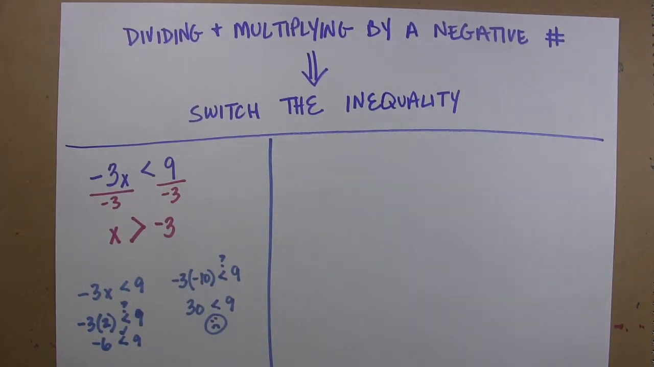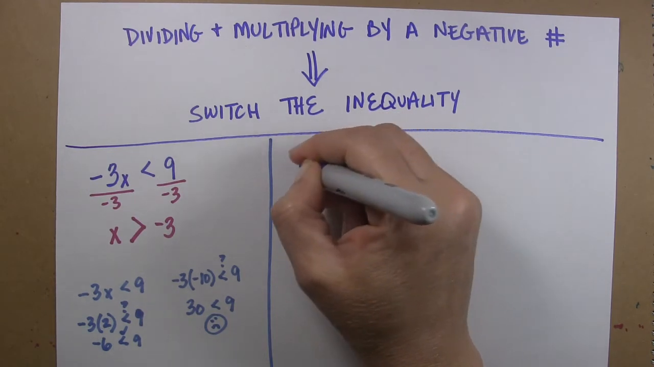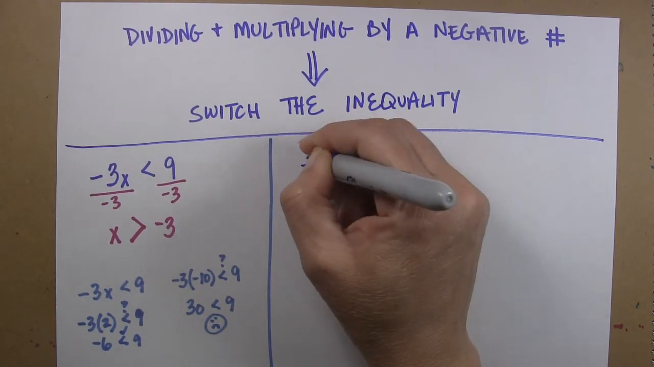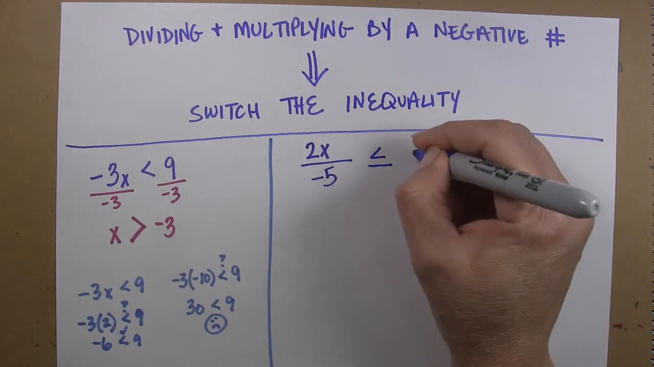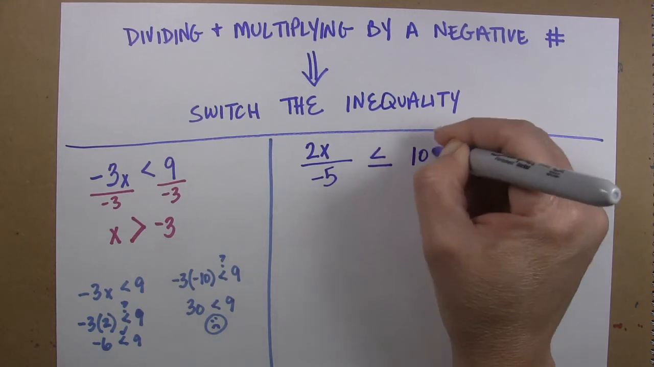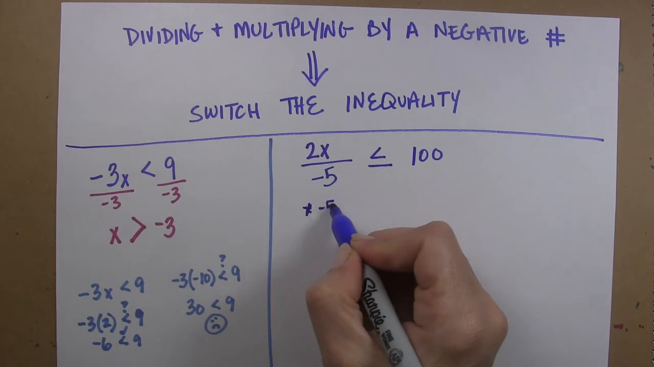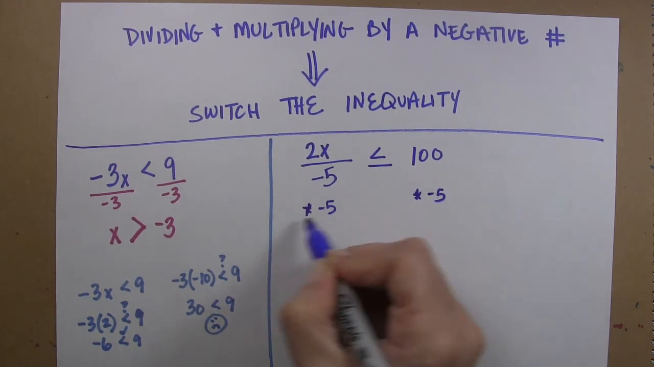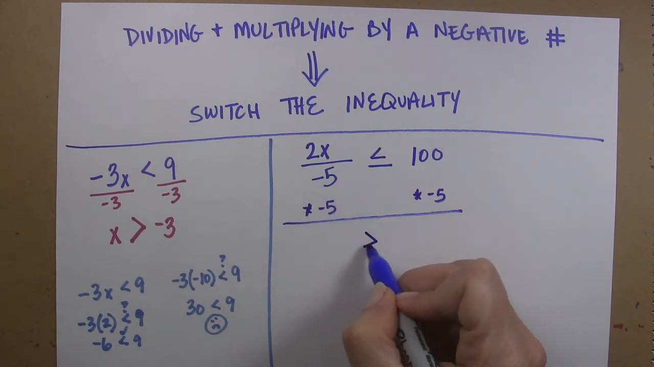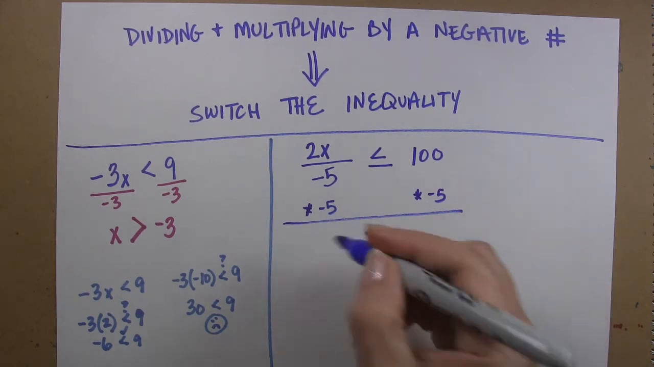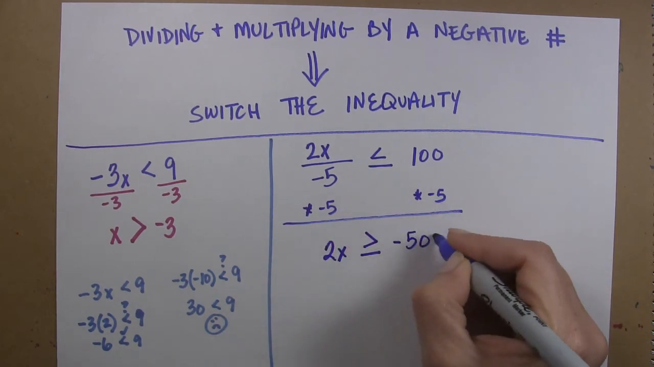Let's do another one. Let's do 2x over -5 is less than or equal to 100. Okay. So what are we going to do first? First, we're going to multiply both sides by -5. And since we're multiplying by -5, we flip our sign. So it becomes greater than or equal to. This side over here has 2x. This side over here has -500.